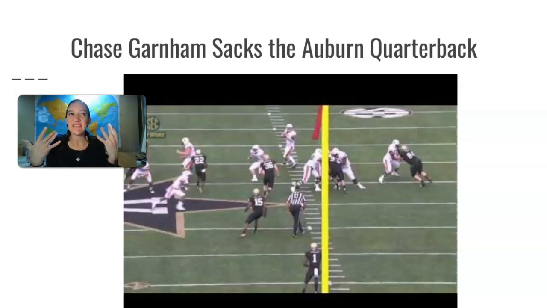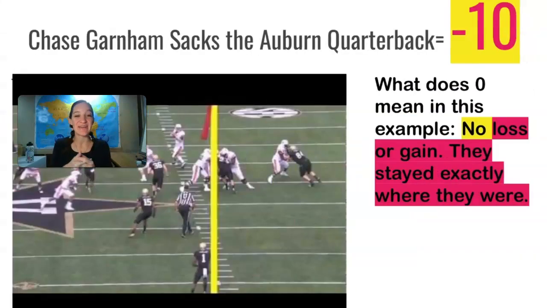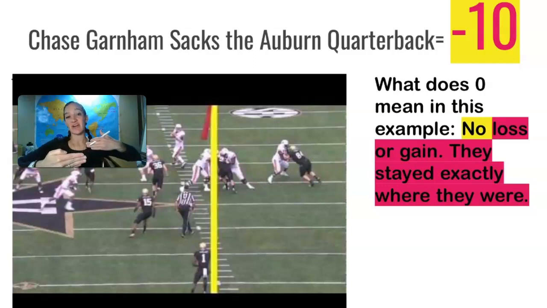So is that a positive or a negative integer example? Well, if the quarterback is getting sacked, he's going to go negative 10. What that means is he started at the line of scrimmage and he went back 10 yards and got stopped. So he had a negative 10-yard gain. He had negative yards. What does 0 mean in a football instance? If you had a 0-yard gain, that means you stayed right at the line of scrimmage. You didn't advance. You didn't lose yardage either. So 0 would mean there was no loss or gain on the play. They stayed exactly where they were.